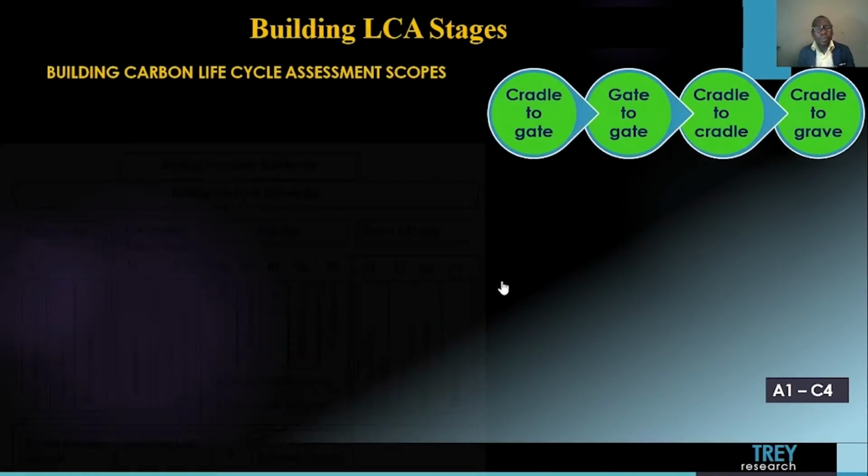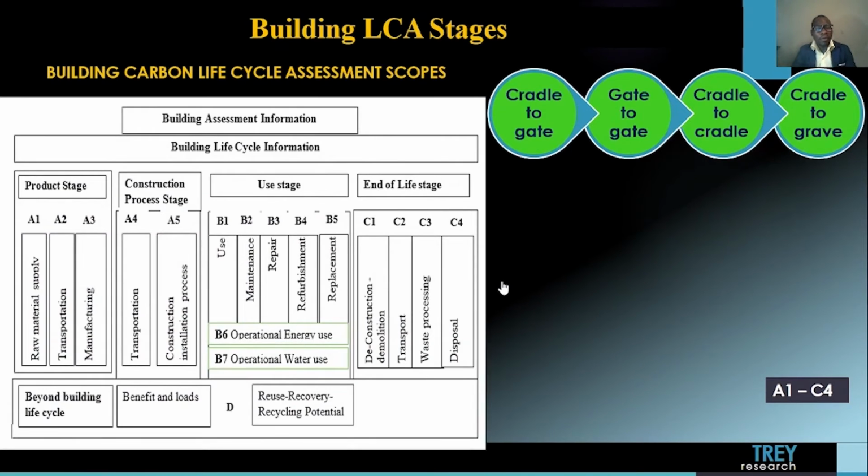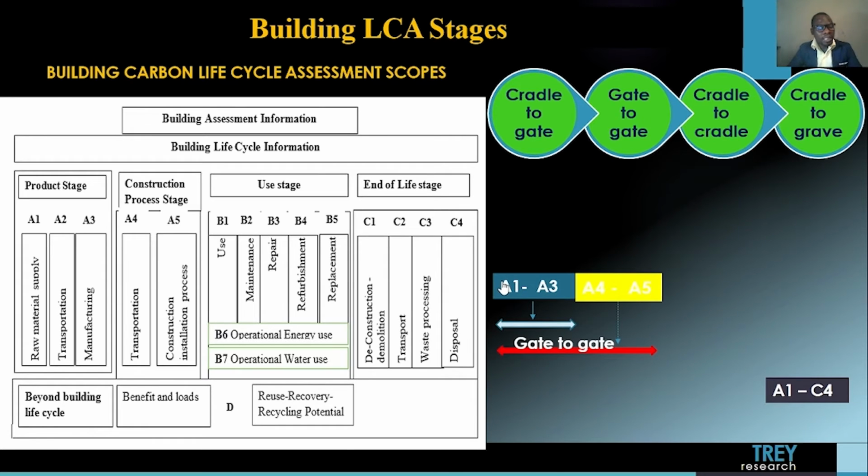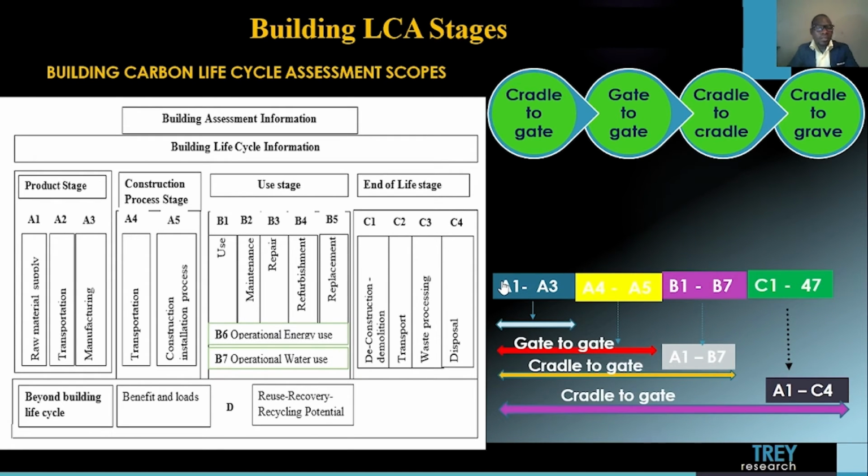Now, building life cycle stages, we have different scopes. We have cradle to gate, from extraction stages to manufacturing stages, we have gate to gate, and we have cradle to grave. Now, as you see from this diagram, we have A1 to A3, A1 to A4 to A5, B1 to B5, and we still have C1 to C4. All these stages help us to know which stage of the construction we want to calculate or analyze. It also shows us cradle to grave, which is the total life cycle building analysis in construction.